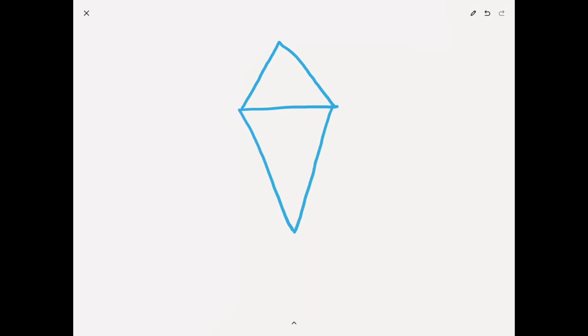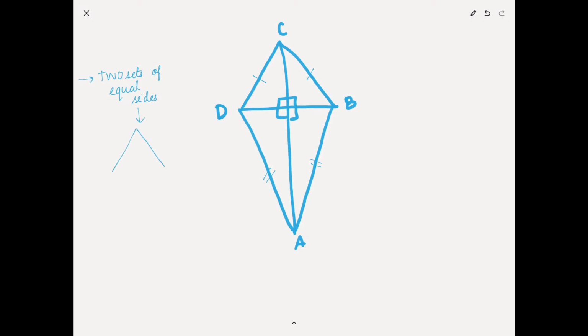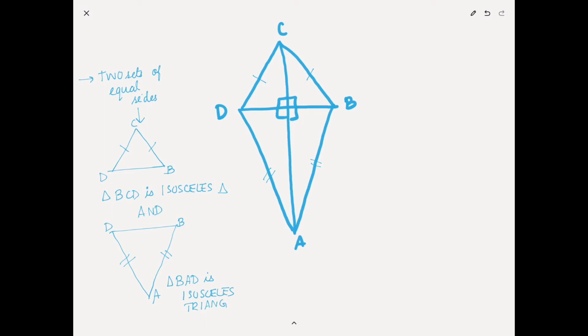Now let's look at the kite. The kite is basically a shape with two sets of equal sides, and the diagonals of a kite intersect at 90 degrees. And because of two sets of equal sides, that means that it's composed of two separate isosceles triangles. So in this case we have labeled the kite as ABCD. So the first isosceles triangle is BCD and the second isosceles triangle is BAD. They are both isosceles triangles because they have two equal sides.